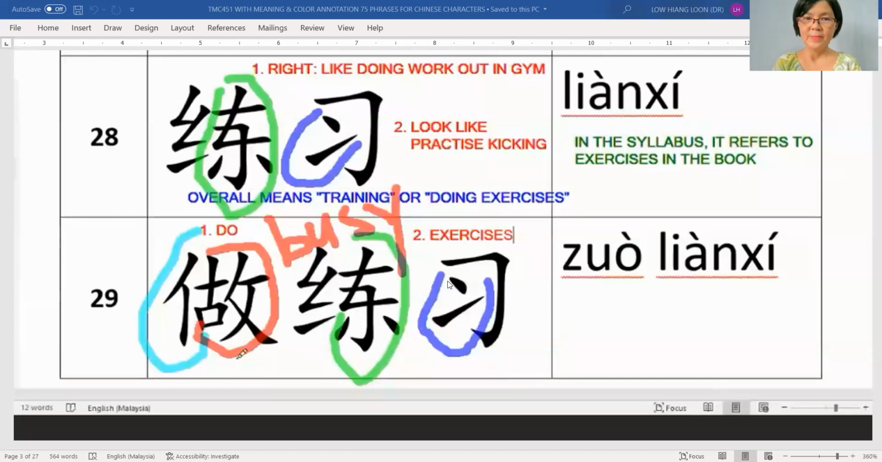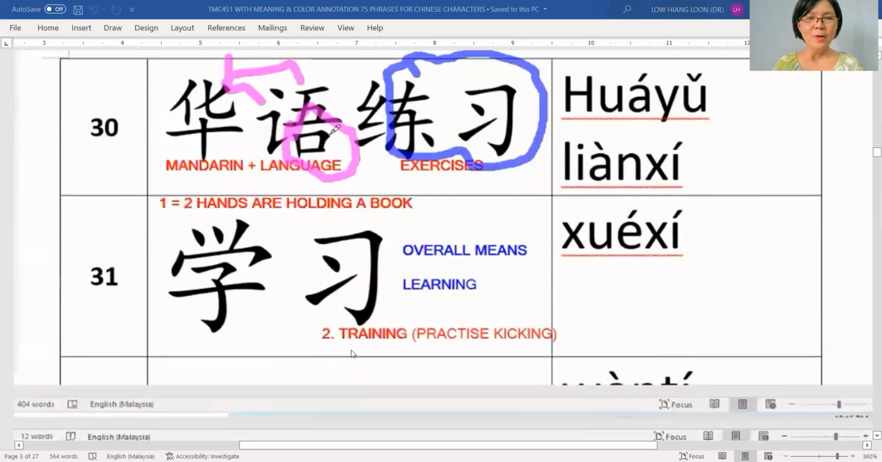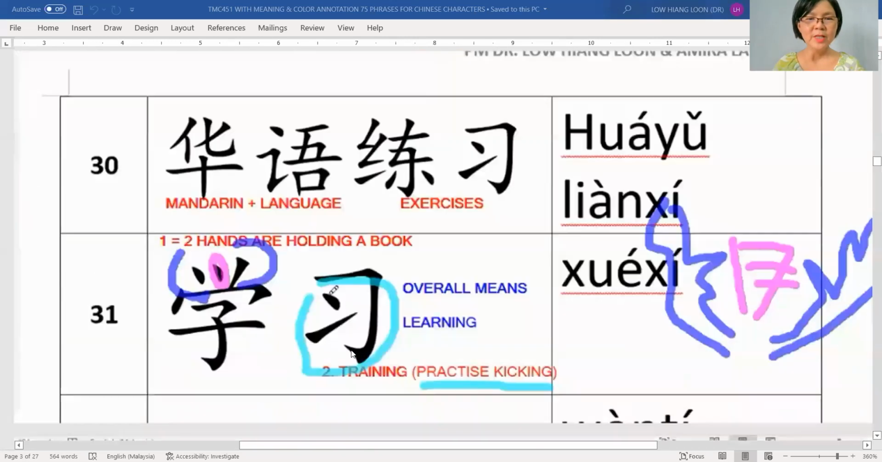And then for the third character, it looks like people practice kicking. Yes. So the whole thing is busy doing exercise. Yes, 很好. All right, clear explanation. 好的. So, one more. Explain about this.